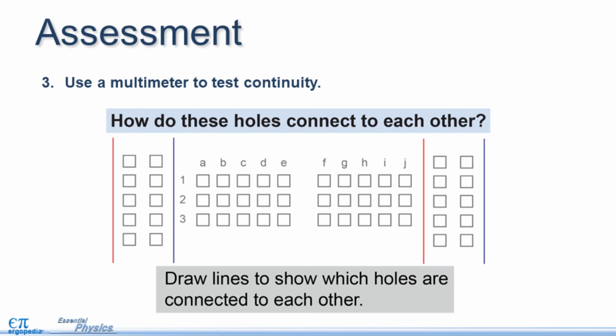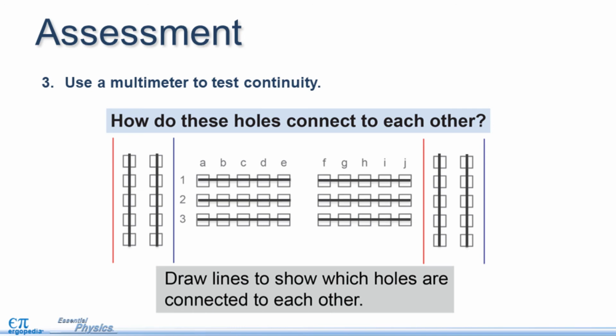Use a multimeter to test continuity. How do these holes connect to each other? Draw lines to show which holes are connected to each other. Go ahead and pause the video and do that now. Here you can see which holes are connected to one another.